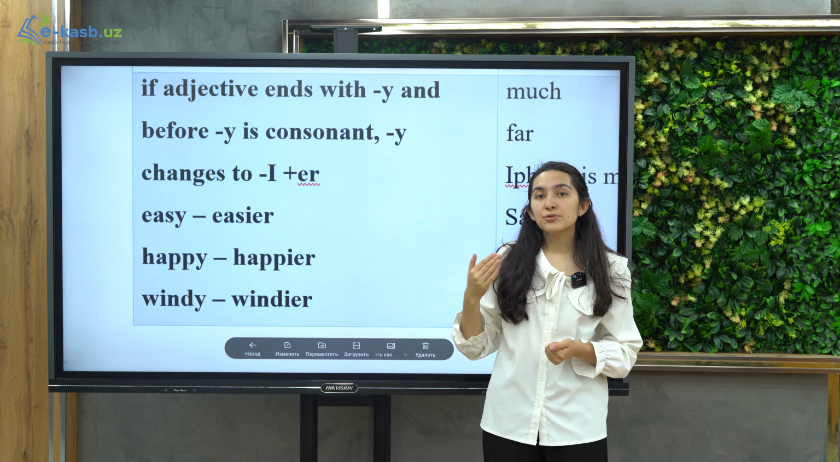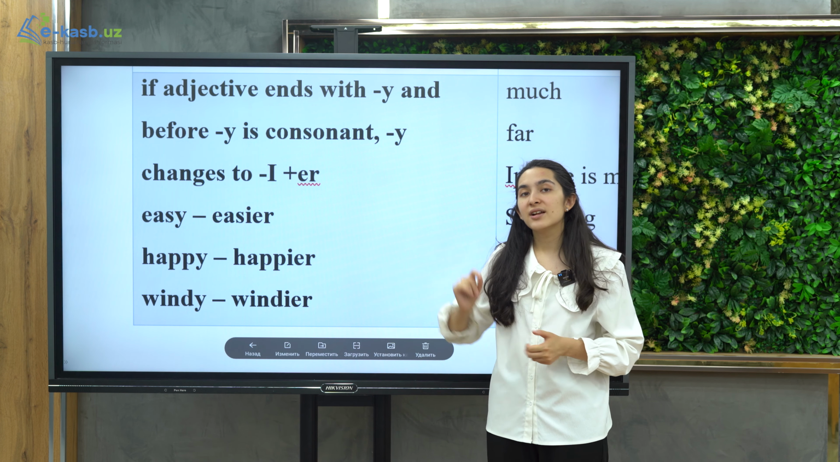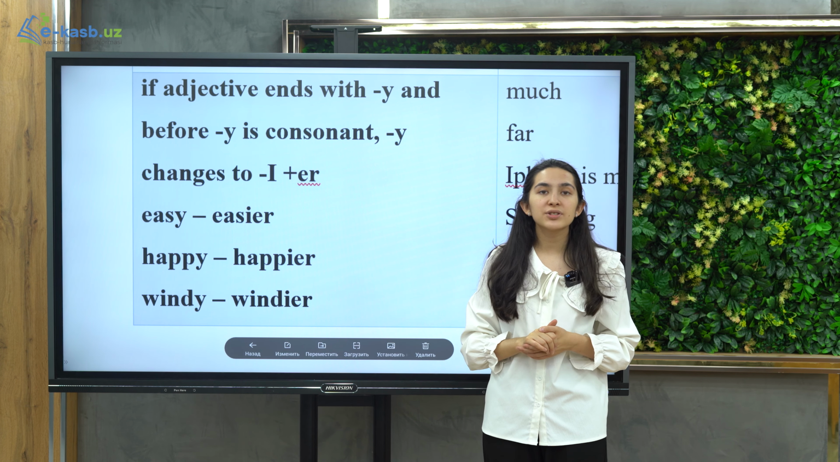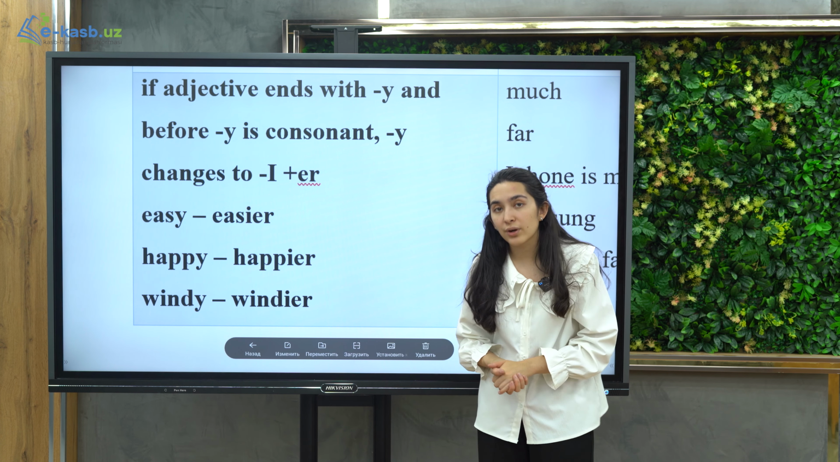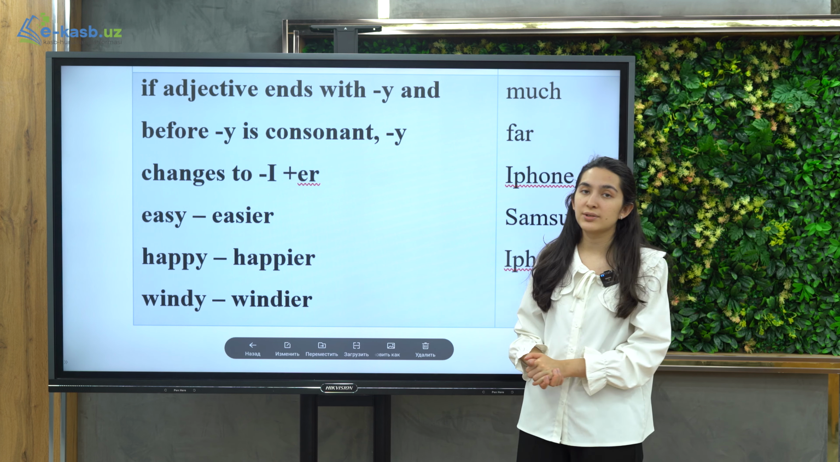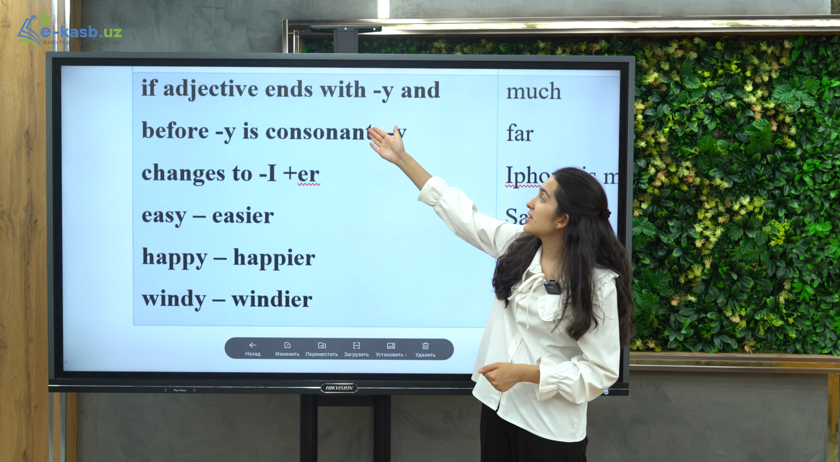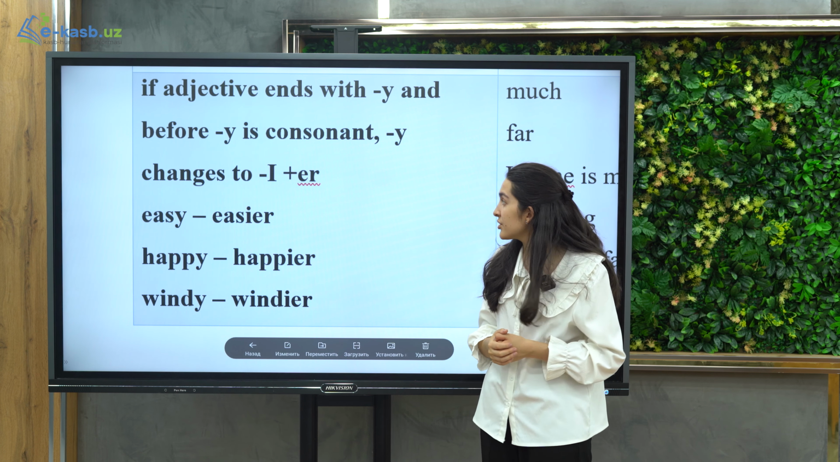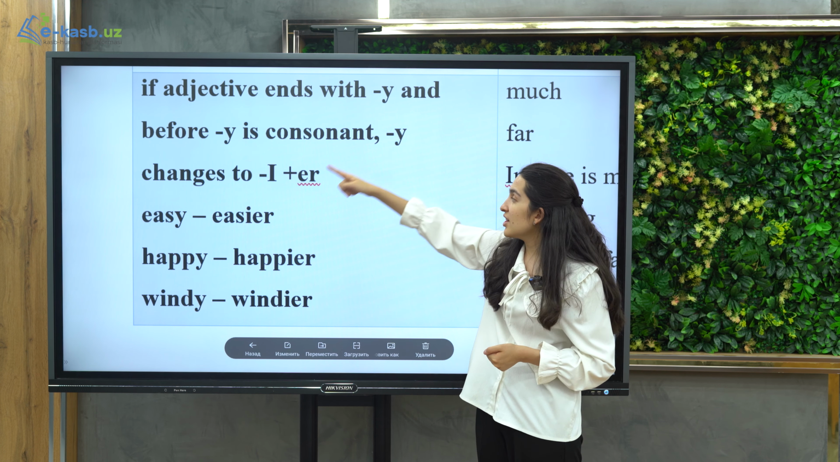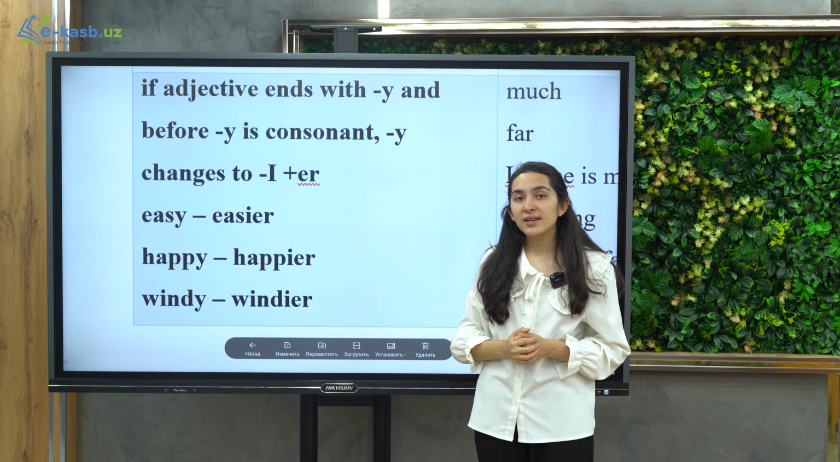Next, when it comes to spelling, it is very important, because if you write incorrectly the word, it means the word is incorrect and then you will lose points. So if adjective ends with Y and before Y is consonant, then Y changes to I plus ER.